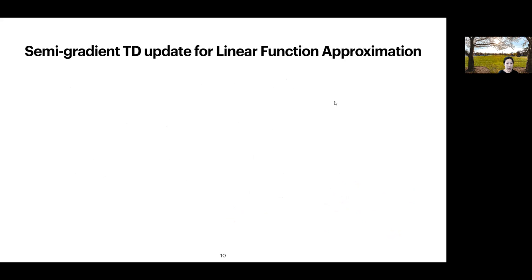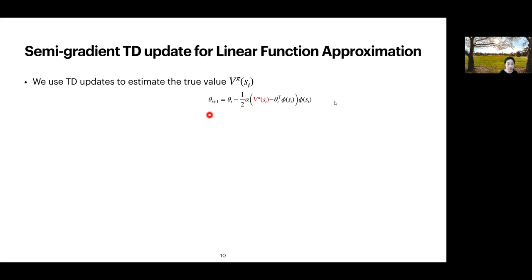The semi-gradient TD update for linear function approximation is quite interesting, and I wanted to use this example to show you some interesting results. Like I said, we're not going to use gradient methods; we're going to use the TD update, to estimate the true value instead of using Monte Carlo. It's going to be biased, but we're still going to use it. First I'm just rewriting this update equation from the previous slide. Because I'm going to use temporal difference methods, I will do this, exactly what we learned last time. This is the TD error, which I'm replacing this with.